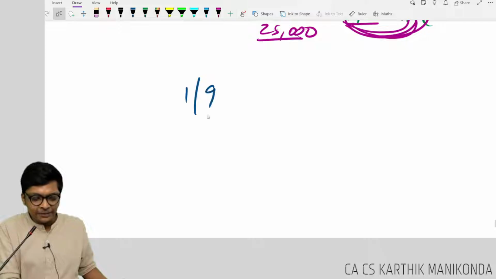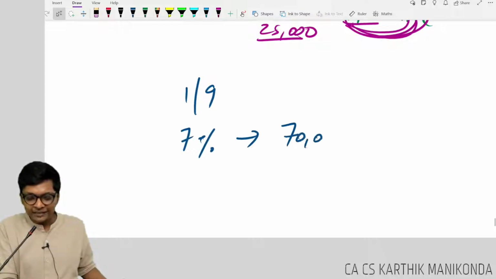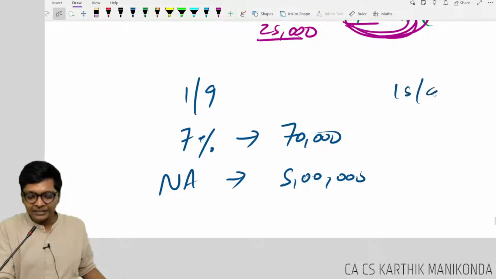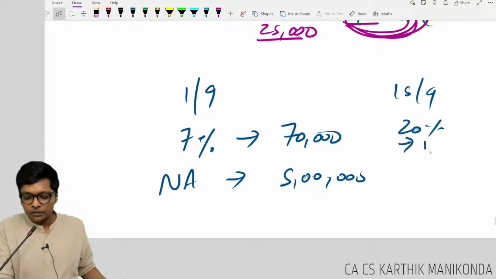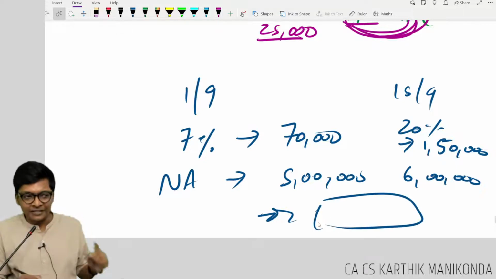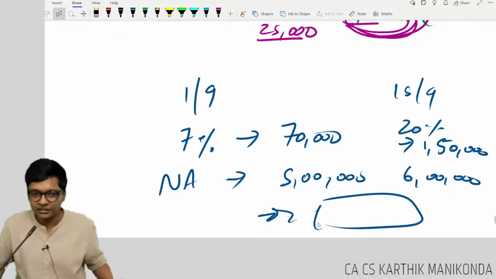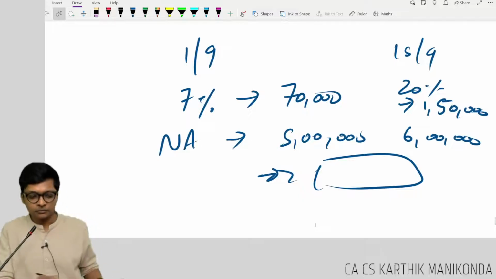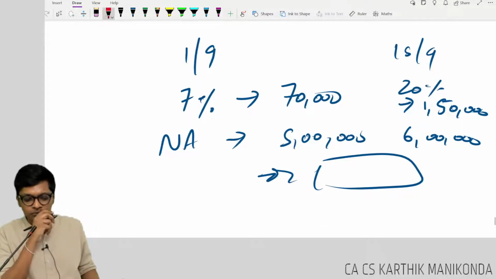On 1st September, I acquired a company for 7% by paying 70,000 when the net assets of the company were, let's say, 5 lakhs. Again on 15th September, I acquired 20% for 1,50,000 when the net assets of the company were 6 lakhs. Tell me goodwill or capital reserve. Others all silent if you do. First row, first girl will tell and recording students will do it. Randomly I gave numbers. I don't know what will come.